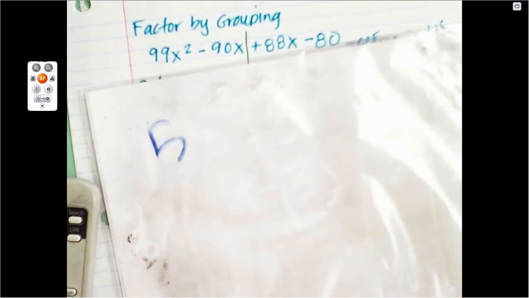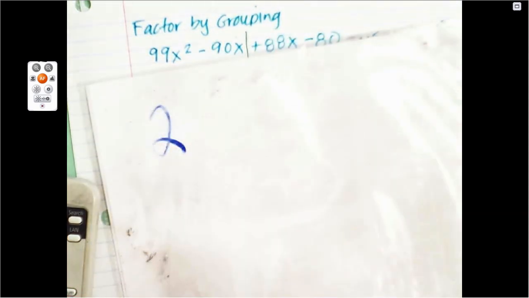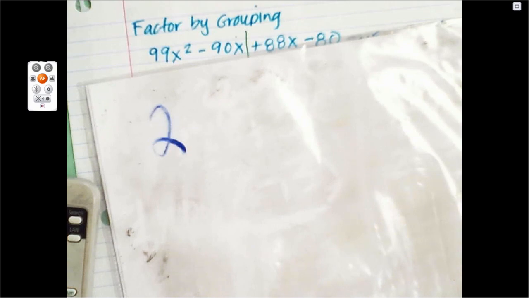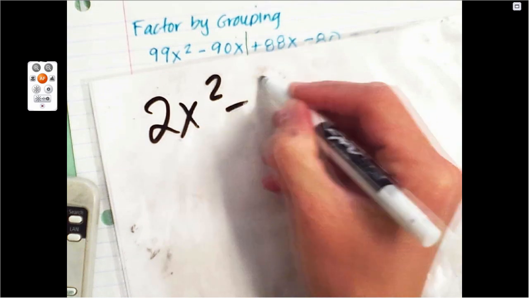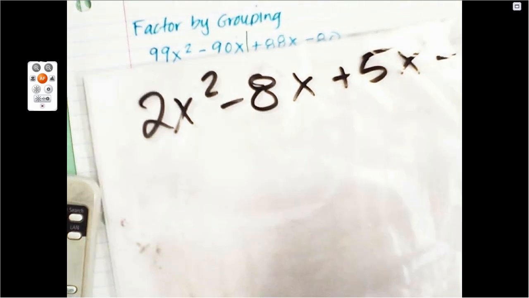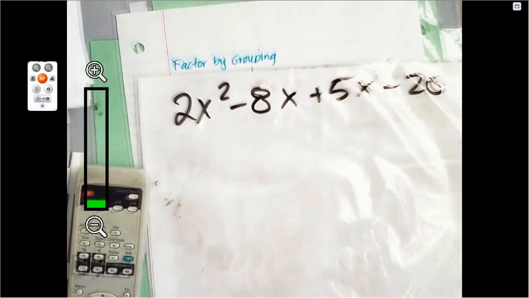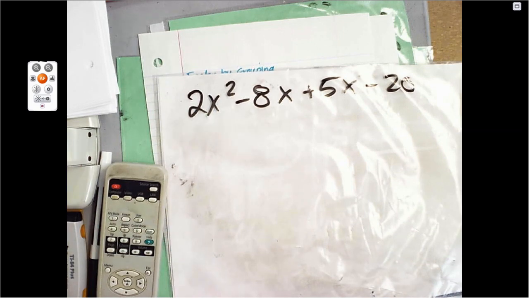All right, that's not working. So let's try one on your whiteboard. Neither one of these are working. Nope. 2x squared minus 8x plus 5x minus 20. You try to do this on your own, and then I'm going to go over it. You're not going to show this to me. There's too many steps.